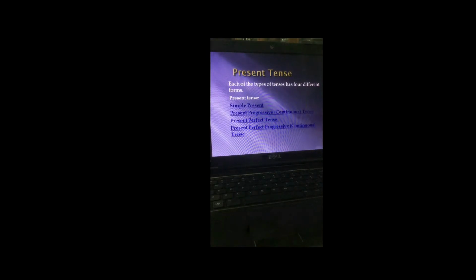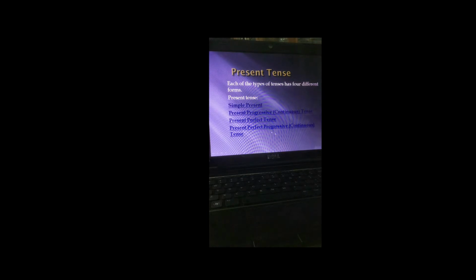Present tense. Each type of tense has four different forms, as does present tense. The four different forms of present tense are: number 1, simple present; number 2, present continuous, that means continuous, right? So we can say present progressive tense also; number 3, present perfect tense; and number 4, present perfect progressive, which is also called present perfect continuous tense, right? So let's move on to simple present and present progressive first.